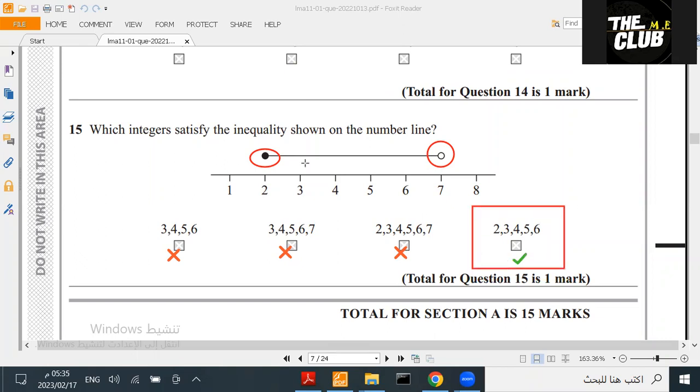Because an open circle means it's not counted, it's not in the answer, and a closed circle means it is counted. That's it. Let's move on to the next question.